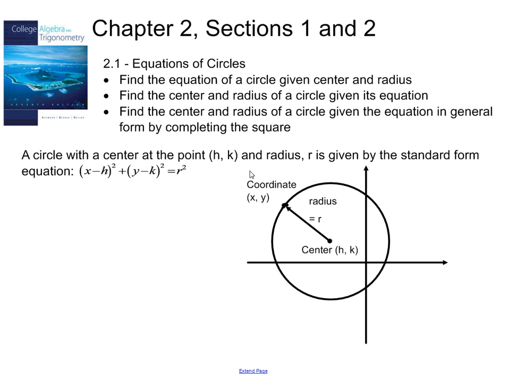And we're going to start with Chapter 2, Sections 1 and 2. The very first topic that we're going to cover is equations of circles. We're interested in finding the equation of a circle if we're given its center and its radius, or finding the center and radius if we're given its equation. We should also be able to deal with what's called a general form by completing the square, which is something we should be familiar with at this point.